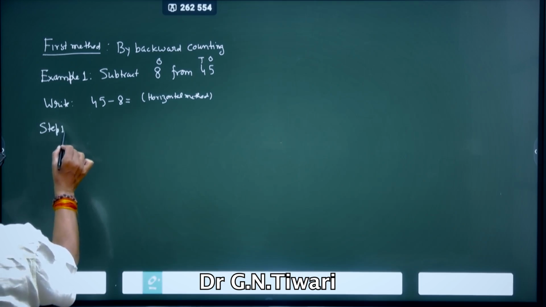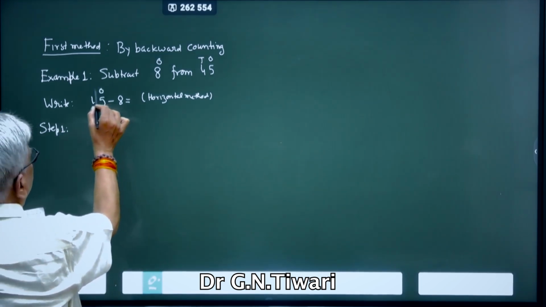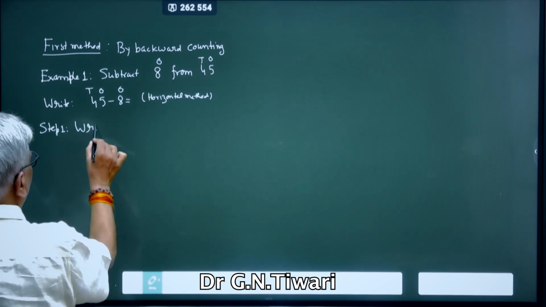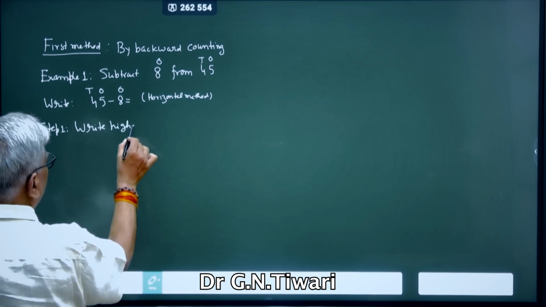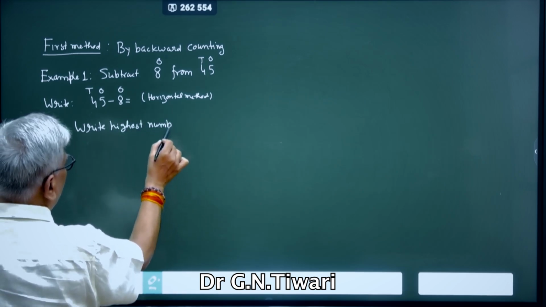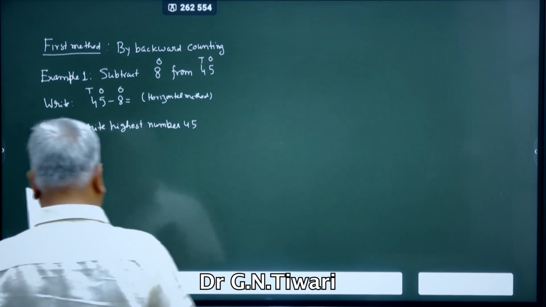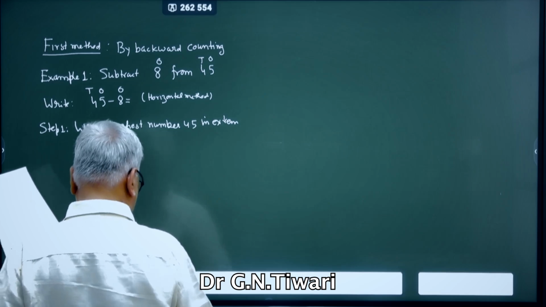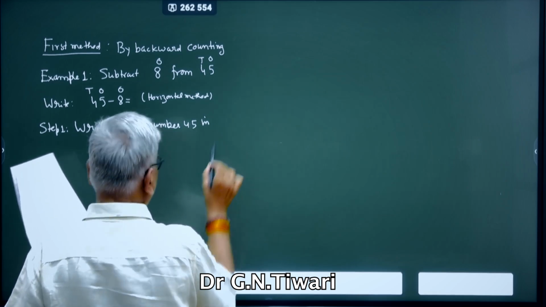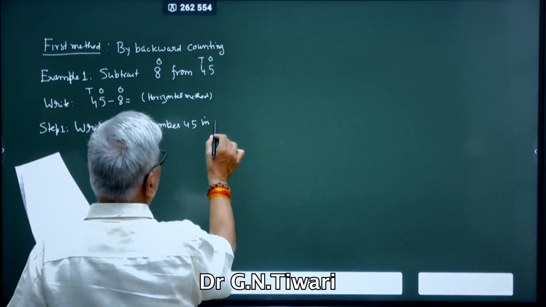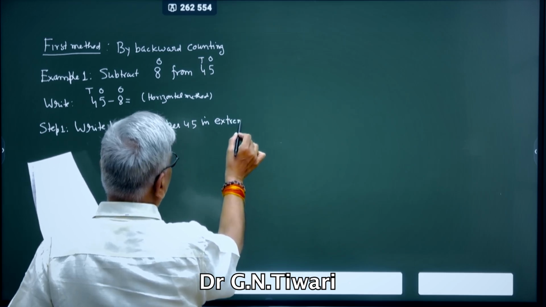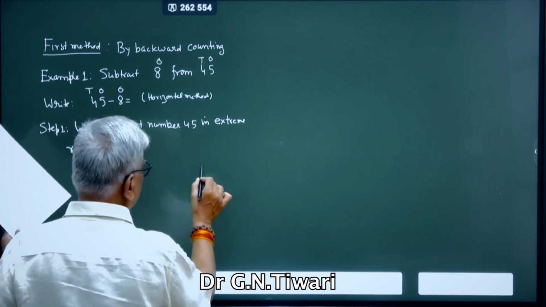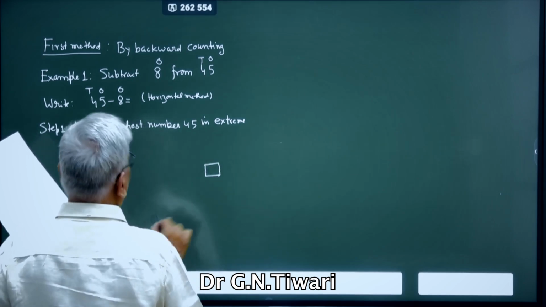Step 1. Here the highest number is 45. Step 1 is to write the highest number, 45, in the extreme right, as left to right. 45.